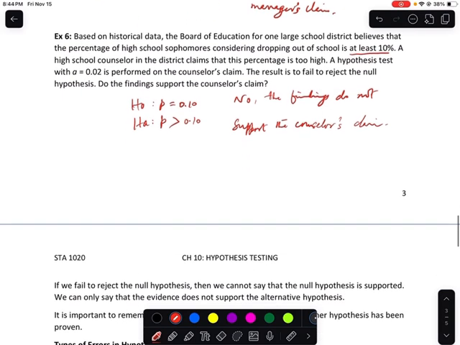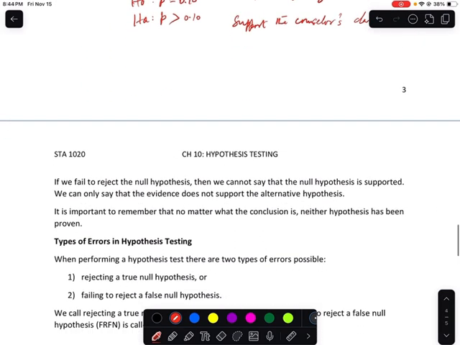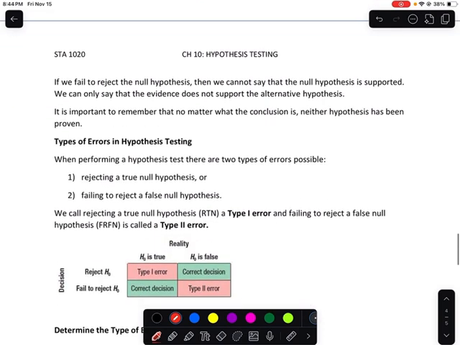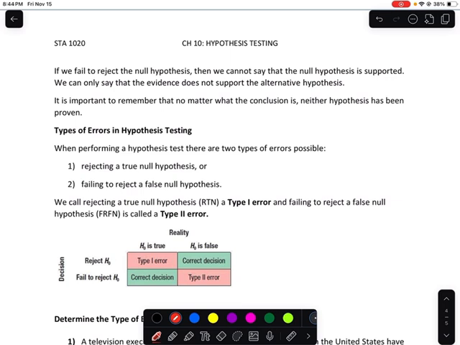Okay, so now we talk about types of error. Now if we fail to reject the null hypothesis, then we cannot say that the null hypothesis is supported. As I mentioned earlier, we can only say that the evidence does not support the alternative hypothesis. Okay, it is important to remember that no matter what the conclusion is, neither hypothesis has been proven.